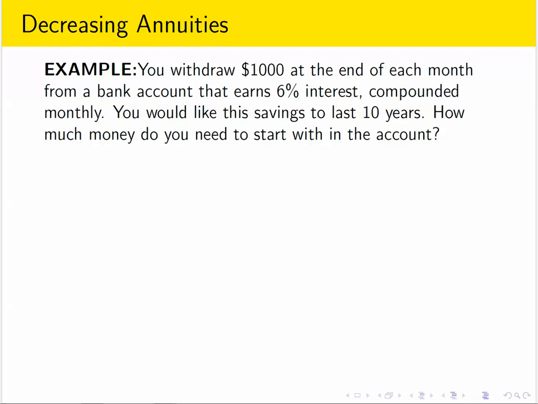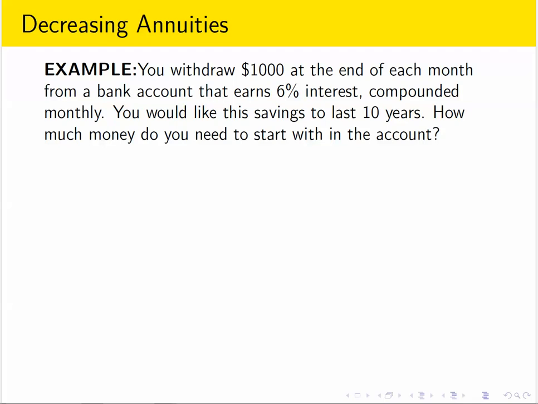Now, compensating for that somewhat is the fact that this account is earning interest, 6% interest, and when we just say 6% interest, we mean annual interest, so we have to calculate the periodic interest from that by dividing by 12 for monthly compounding.